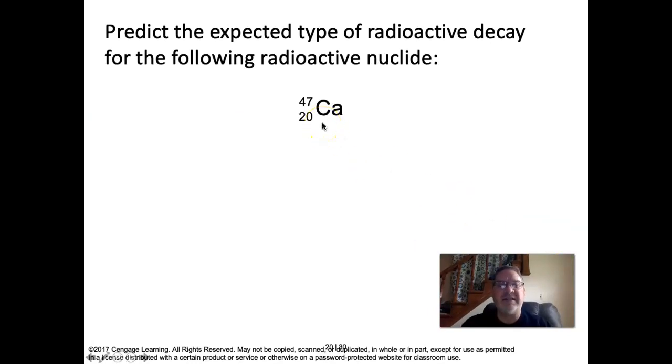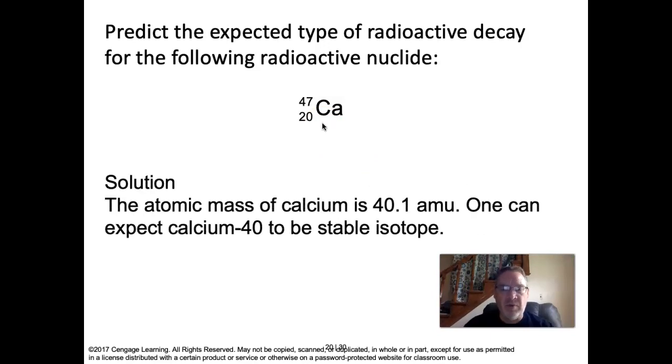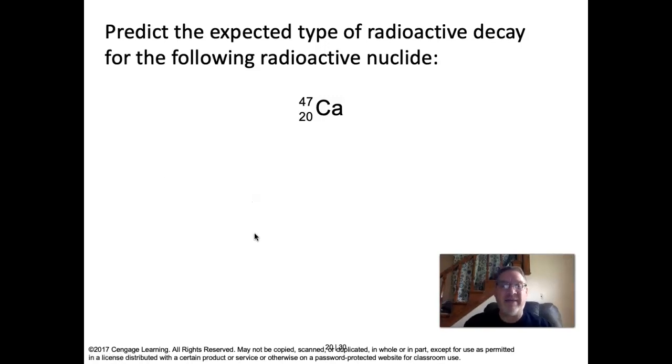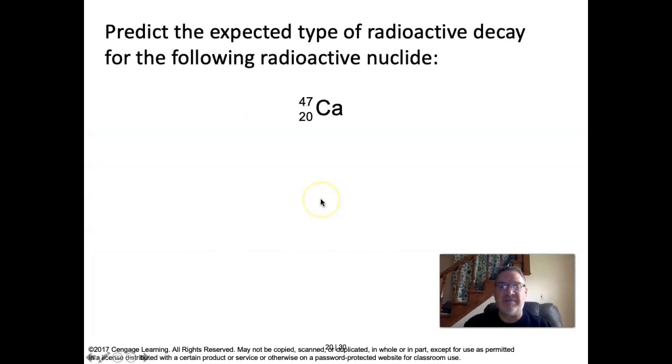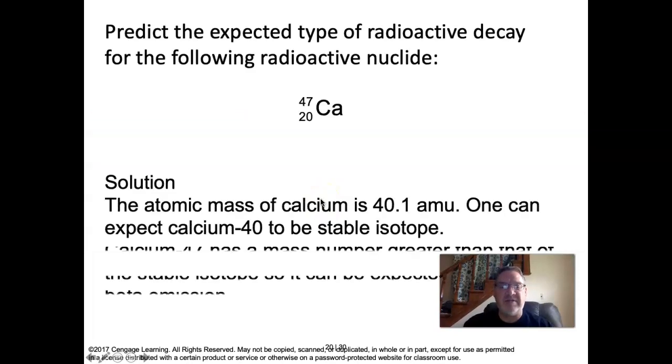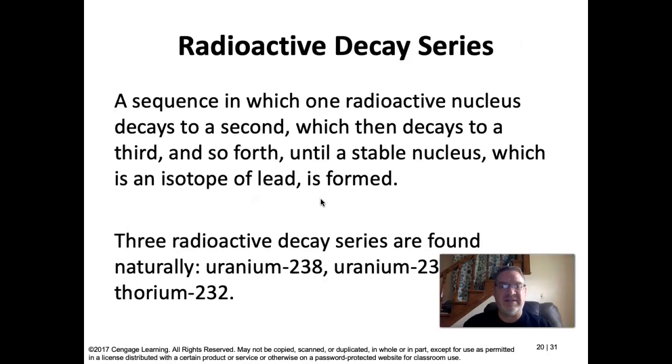So here's calcium-47. They ask us to predict what type of decay it is going to have. We'll look at the argument here. The atomic mass for calcium is 40.1, but we've got a mass number of 47. So that mass number is much larger than the normal mass for calcium. We go back to table 20.2. When those two are this, it's probably going to be beta emission that comes out. And that's what we see.